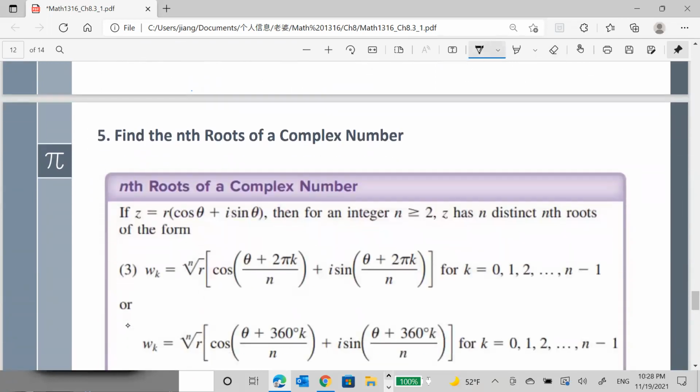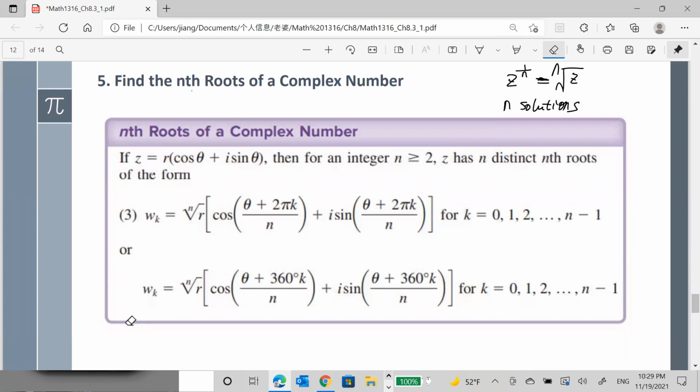Next one is find the nth roots of a complex number. Before we learned the nth power, and right now we find the nth roots. Before it was z to the nth power; right now it is z to the 1 over n, which is the nth root. Nth roots mean we have n solutions. They are the same. So let's see the formula the book provides us.